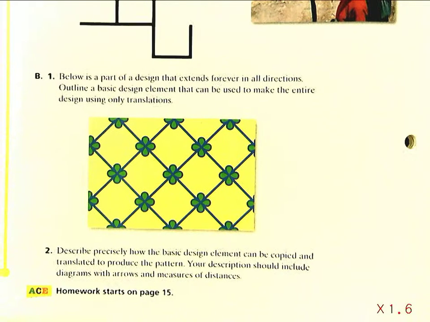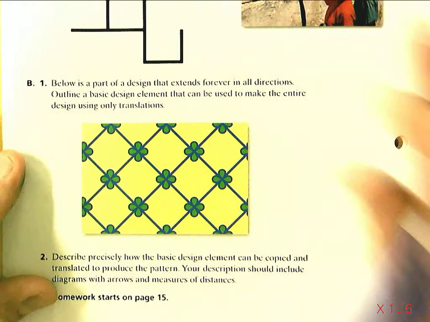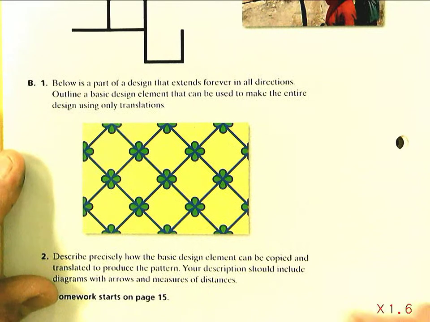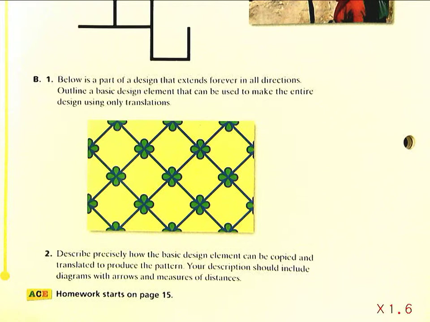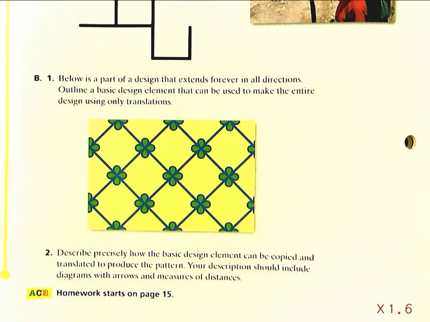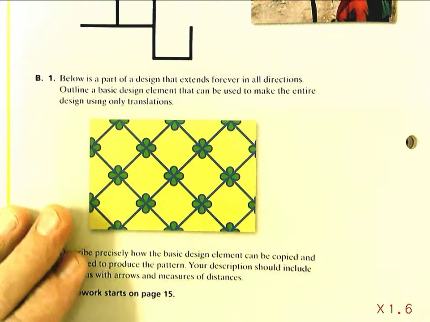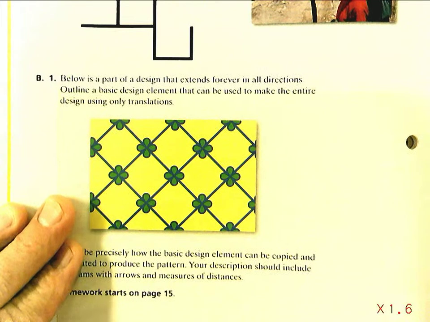B, we have this image, this wallpaper, and it extends in every direction. And the question is, what's the basic design element? What's the part that we use to repeat or print over and over and over again? And there's several ways to look at this. I'm going to try to do this in a couple different ways.